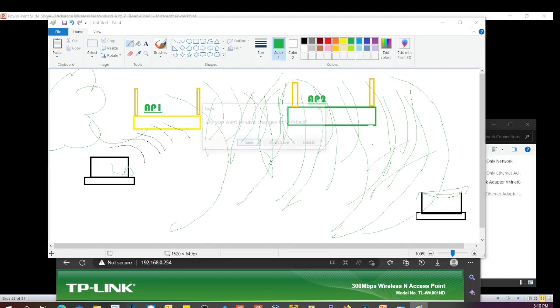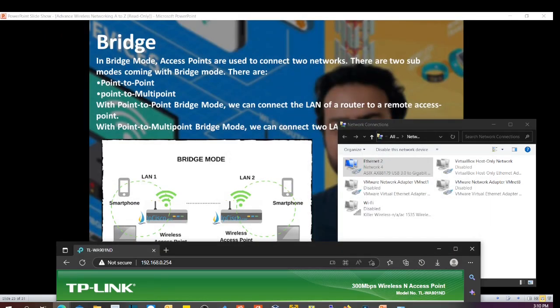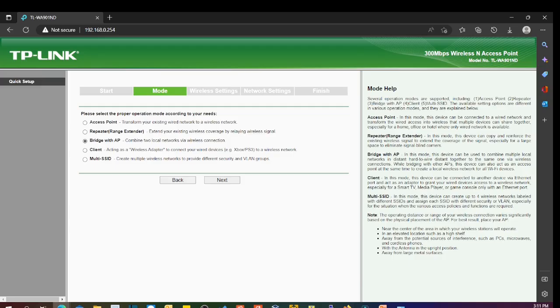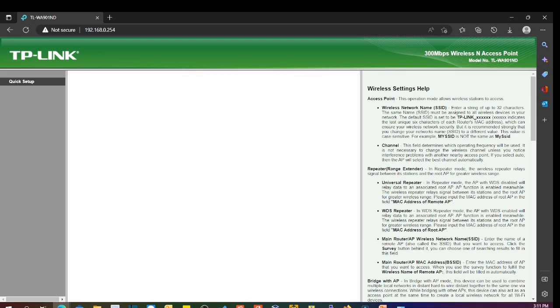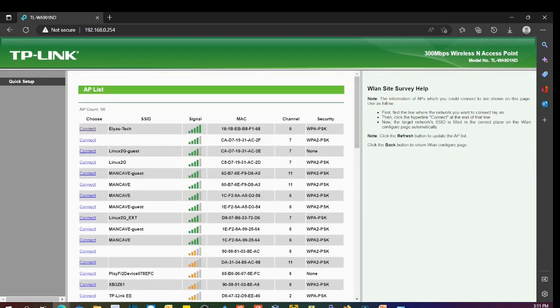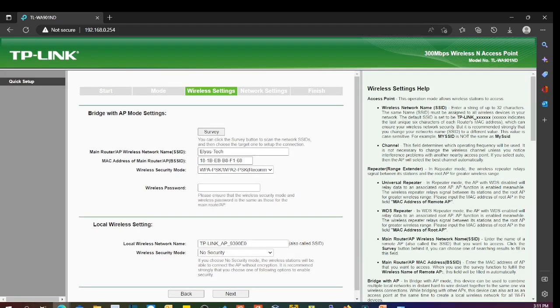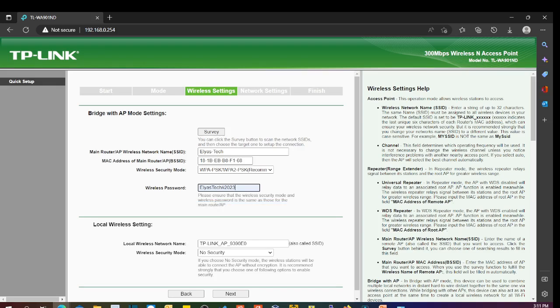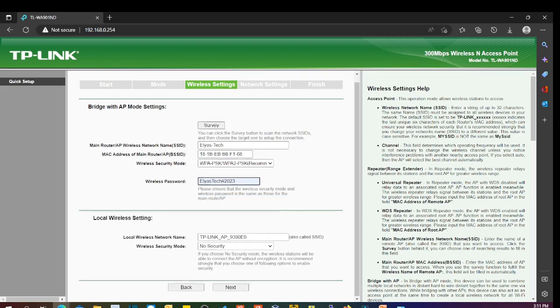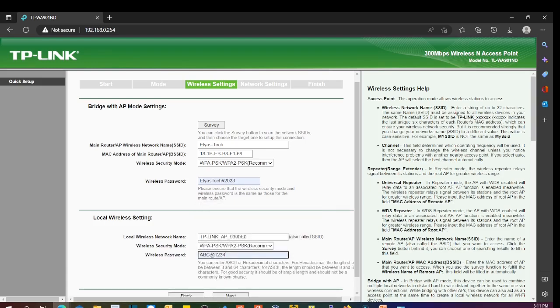I think long story short, let's clean this scenario. It was a very ridiculous scenario as well. In this scenario, let's configure bridge with access point. Click next. Let's see what we have in here. All right, let's do a survey. I have Elias Tech. I want to click this one, and the password is Elias Tech. This is the password, and then for the local area network name, in case I want to use it, let's type ABC at 123, and we should be good to go.